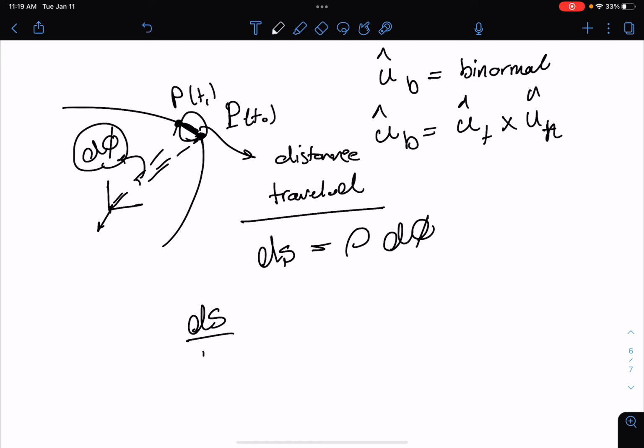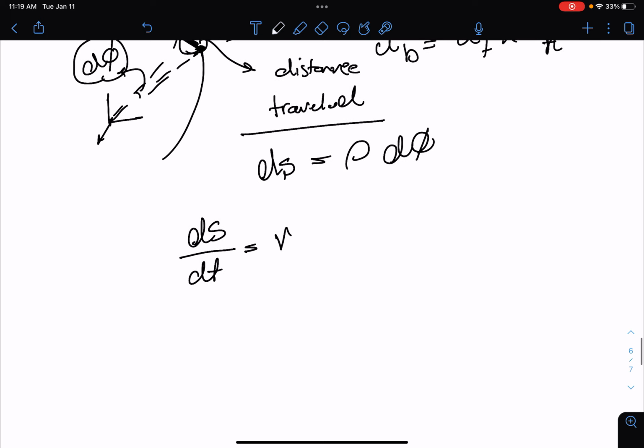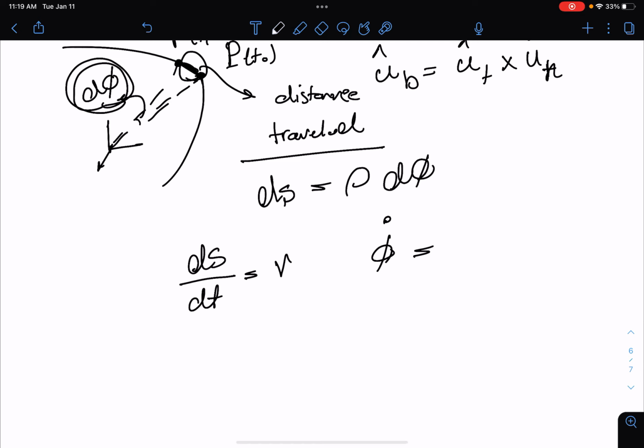And ds dt is going to be the magnitude of velocity. So not the velocity vector, just the magnitude of velocity. You have to keep this in mind. Distance traveled is not a vector. Which means that phi dot, or the rate of change of this angle, is equal to the magnitude of velocity divided by the curvature.